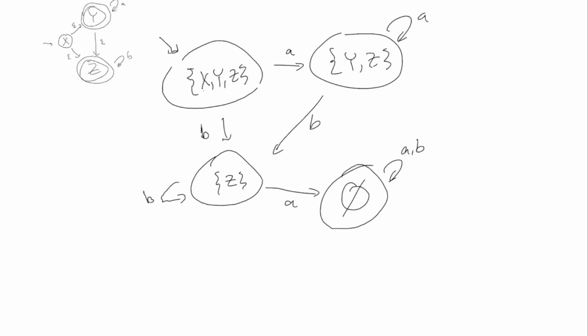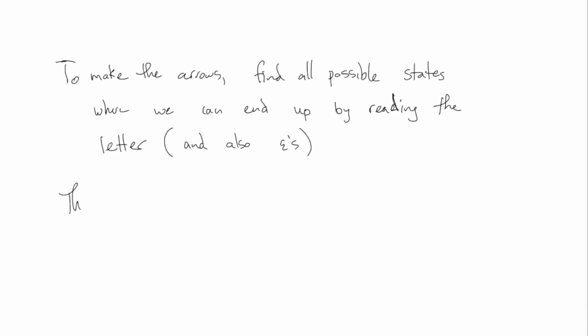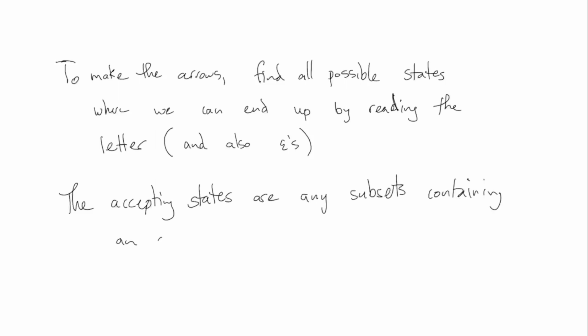The only remaining thing is, how do we decide what should be the accepting states? The way to choose the accepting states is any state that you see here which contains one of the accepting states should be accepting on this diagram. And so I'm going to write that in words. So the accepting states are any subsets containing an accepting state from the NFA. All right.